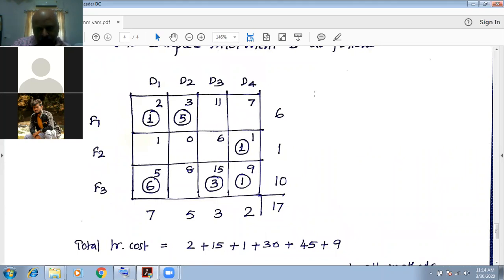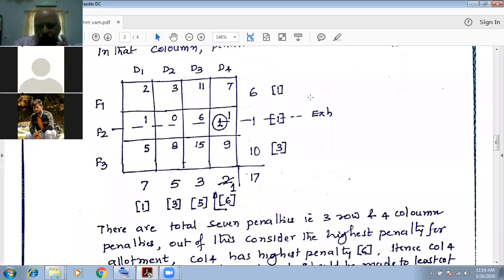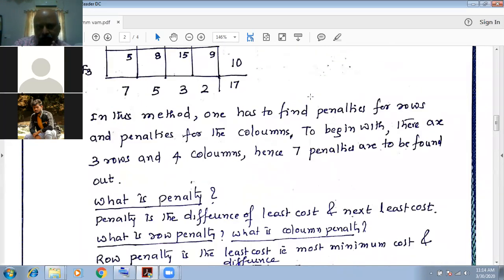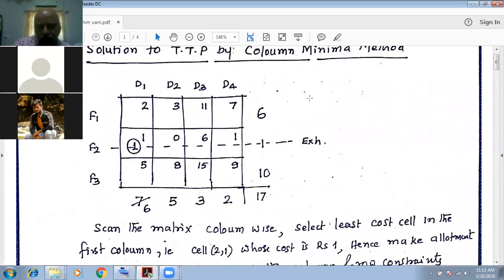In today's discussion, we have discussed the column minimum method. In the column minimum method, you consider the least cost in a column and make an allotment. Once the column is exhausted, only then do you go to the second column and make the allotments. Go column-wise and make the allotments. That is how we obtained a solution in the column minimum method. So take the column minima and make an allotment.